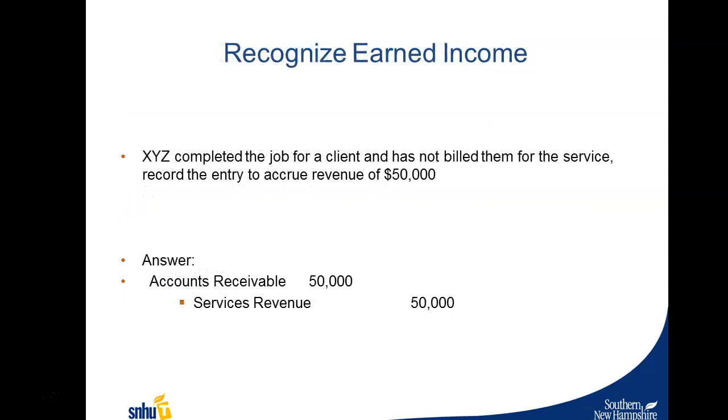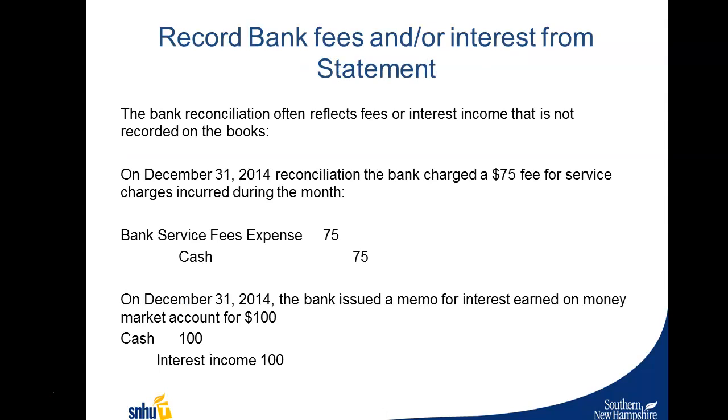Again, earned income. Remember, we recorded a transaction. We didn't record this transaction. We've actually completed a job for a client, but we haven't billed them for it, and we haven't recorded it. But we still, based on GAAP, have to record that transaction. So we're going to say at some point we're going to expect money from this client, a receivable, and we're going to expect to have that money collected in the near future. So we have to show a receivable of $50,000 and recognize the revenue of $50,000.